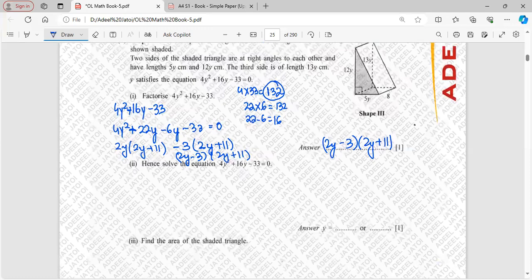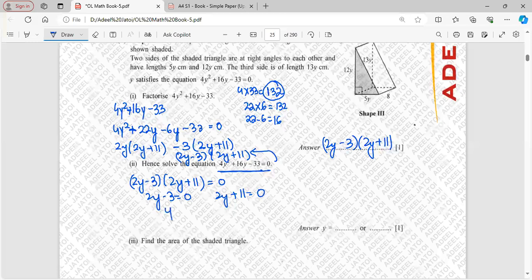Part 2. Hence solve the equation. Now you have already solved this equation to the point that it will be written as 2y minus 3 and 2y plus 11 should be equal to 0. 2y minus 3 is equal to 0, 2y plus 11 is equal to 0. Y is equal to 3 upon 2, and y is equal to minus 11 upon 2. So we have two values: one is 3 upon 2 and the other is minus 11 upon 2. You can always even write 1.5 and minus 5.5.